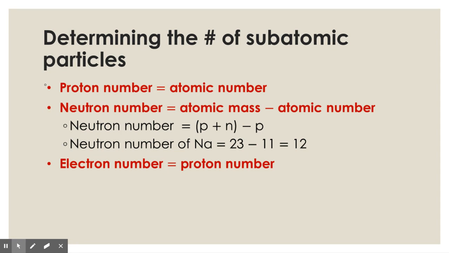What that ends up looking like, for example, sodium. If you look at it on the periodic table of elements, you'll see that the atomic mass is 23, about, we round, and the atomic number is 11. So we take 23 minus 11 and we get 12 neutrons.